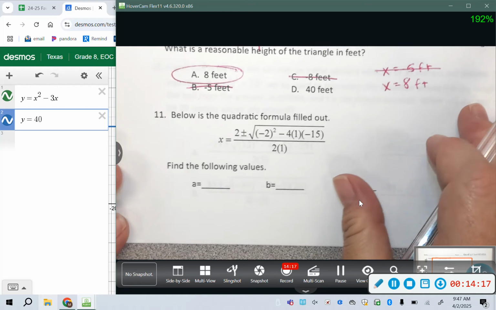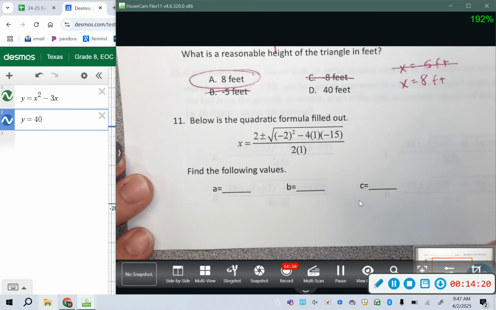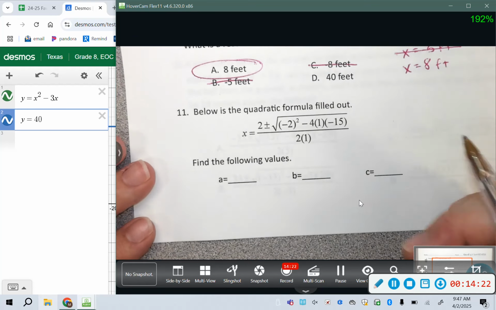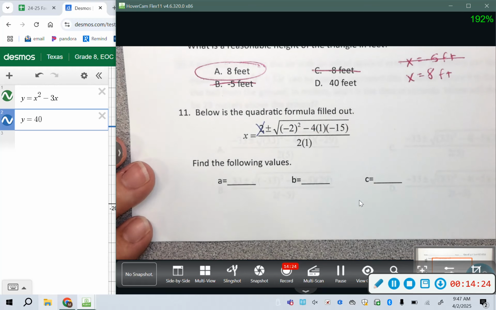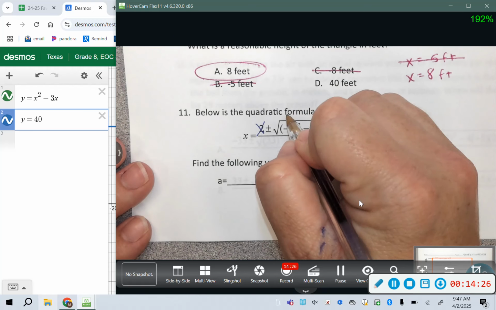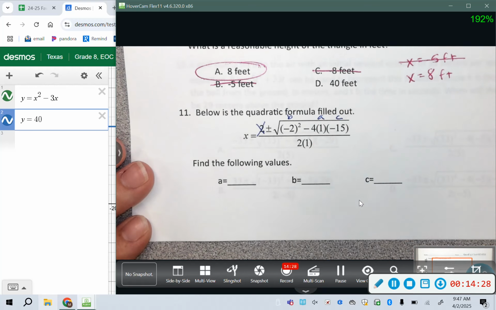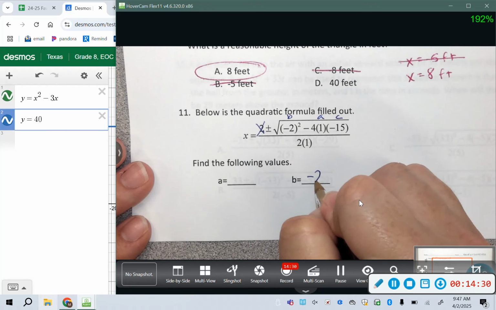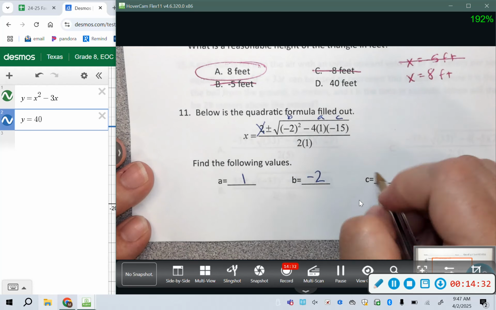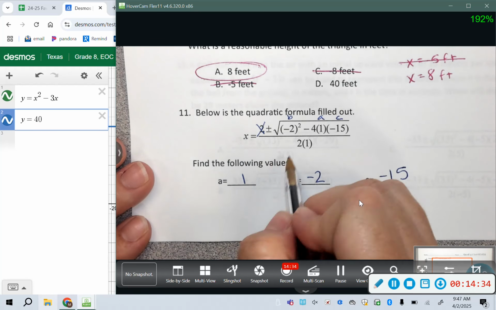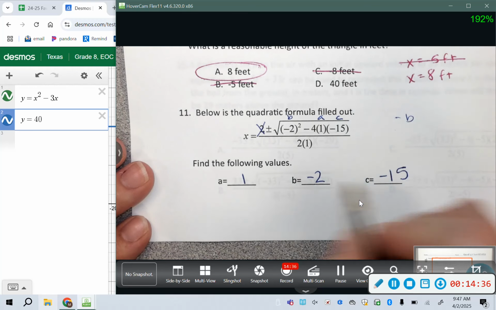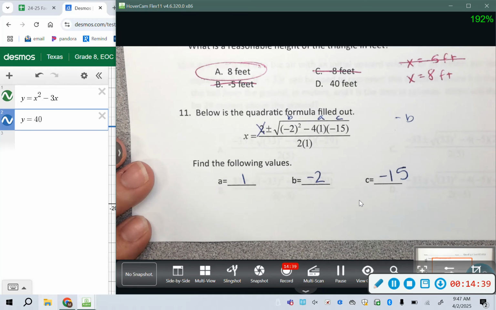Okay, 11, it wants to know the value. So it's plugged in for me. And the biggest thing to remember is never use this one because remember it's opposite. So inside the house is back, B, A, C. So my B is negative 2, A is 1, C is negative 15. Because remember the first one is negative B, so that's why it's opposite.